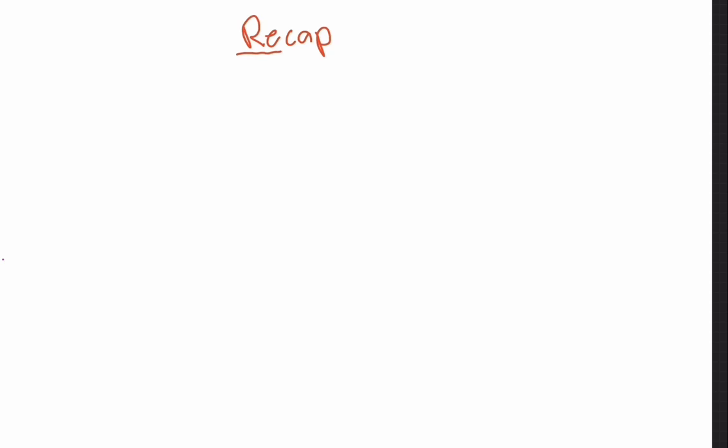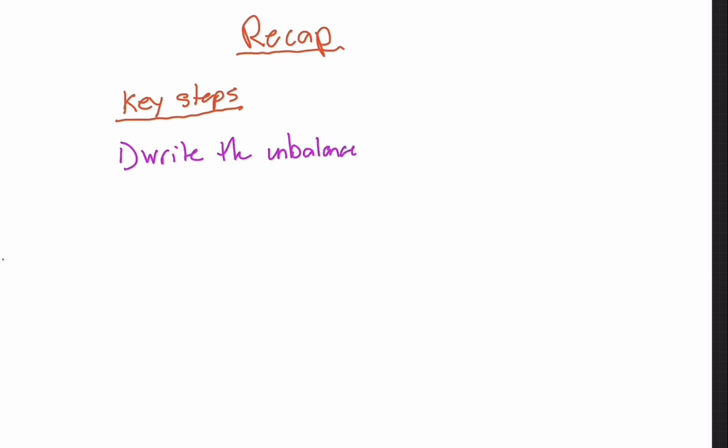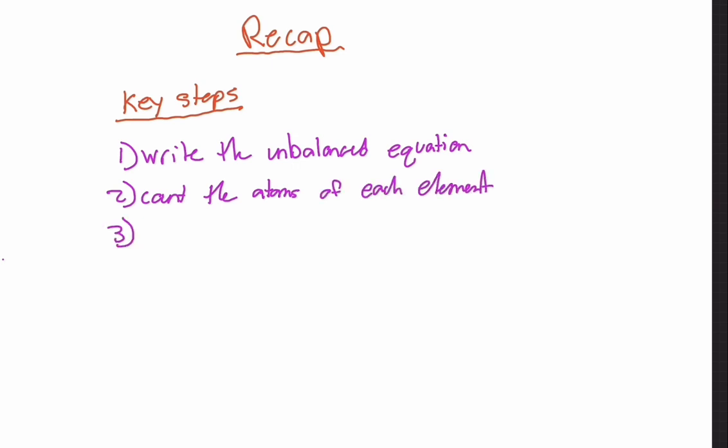To recap, the key steps to balancing chemical equations are: first, write the unbalanced equation and list all the reactants and products. Step 2 would be to count the atoms of each element. Identify atom counts for each element on both the product and the reactant side. The third step is to balance one element at a time, adjusting only the coefficients. Remember to never change the subscripts.